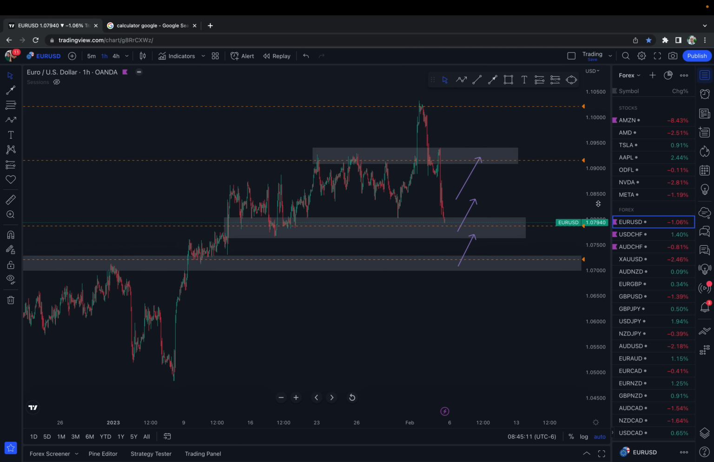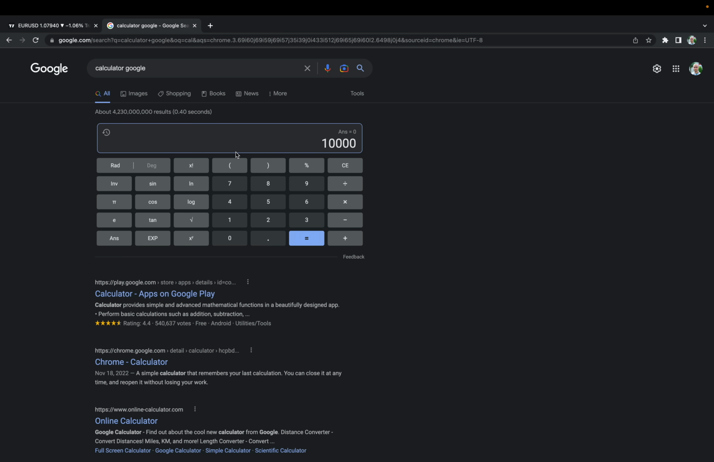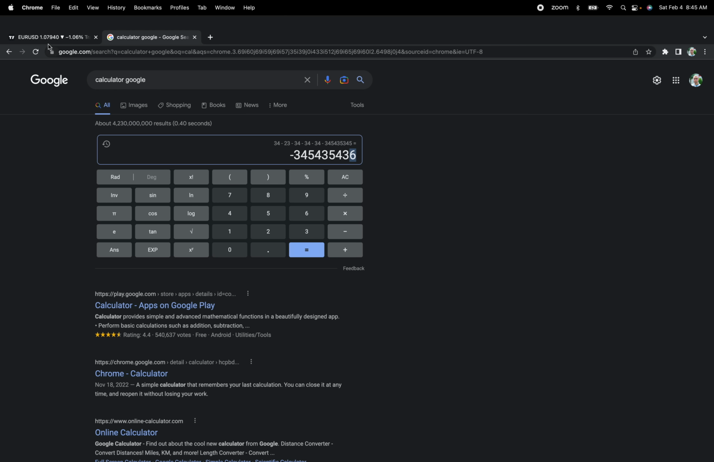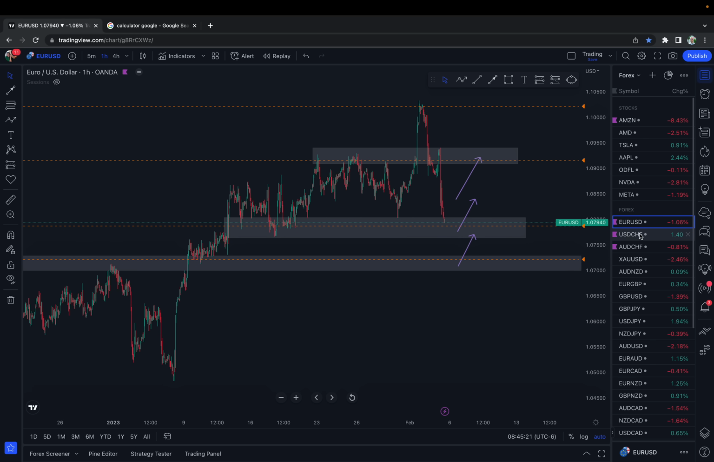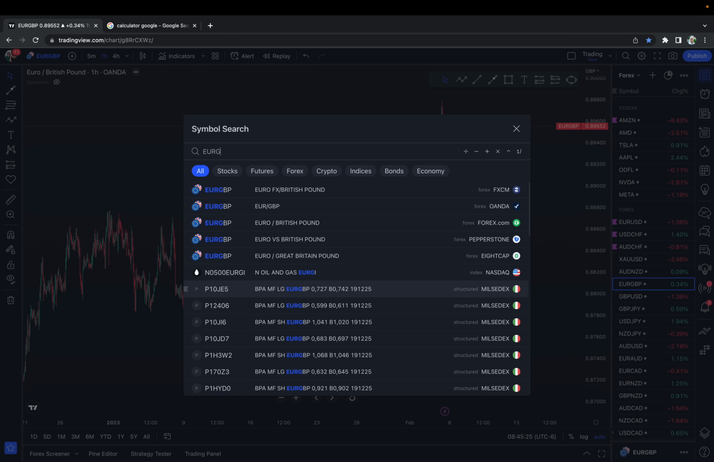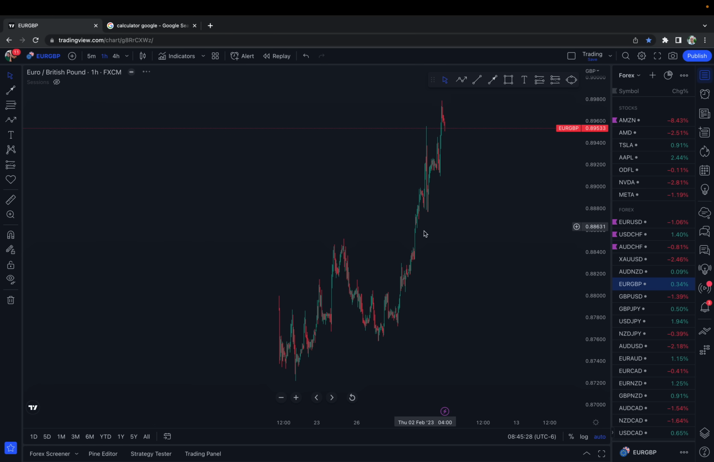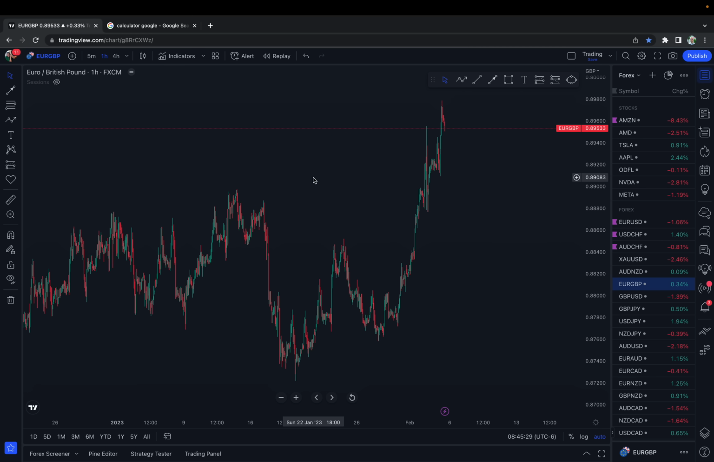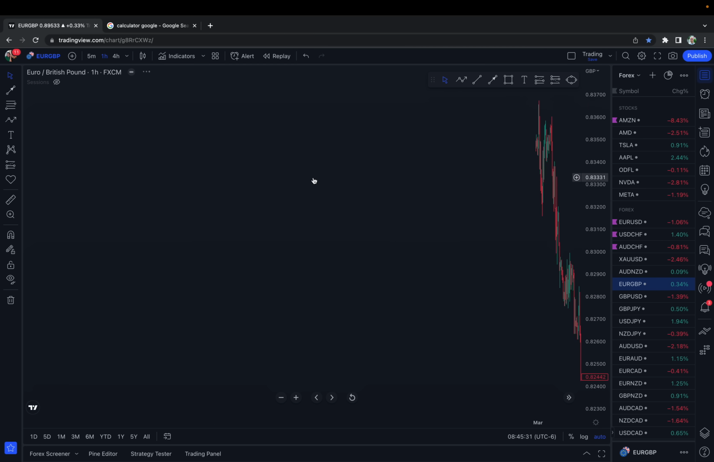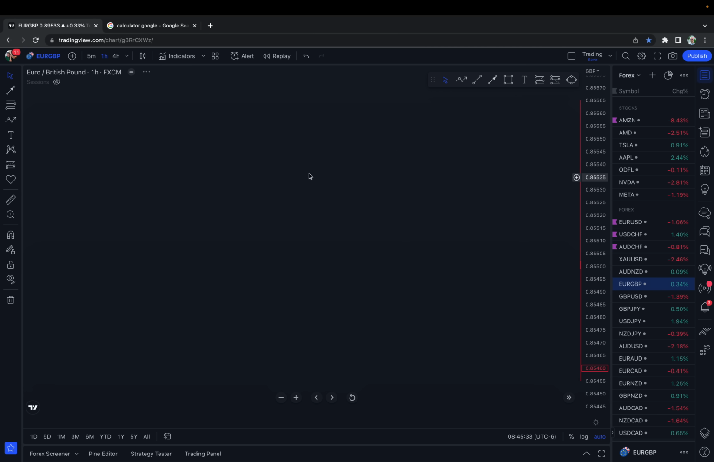Let's pick a random pair here. Let's type some random stuff into the Google calculator. We'll hit enter, and then we'll use the last number. So 6. So let's do number 6. So 1, 2, 3, 4, 5, 6. So Euro GBP, and we will go to an FXCM chart, that way I don't mess up my layout here. And we'll just scroll somewhere random back, and then we'll hit the replay button.